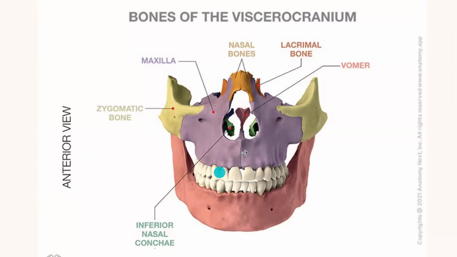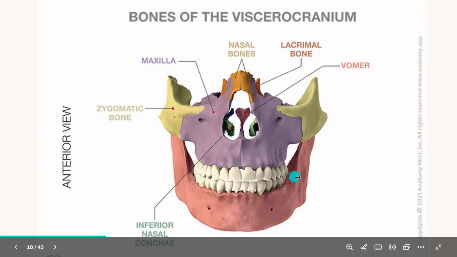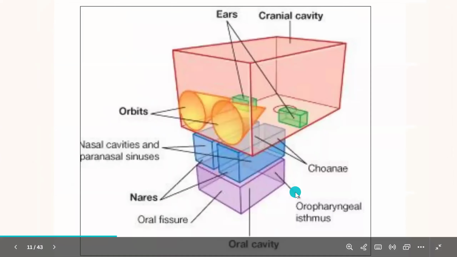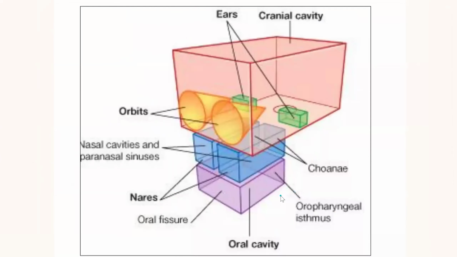Another picture shows the bones of the viscerocranium, as we said before: two zygomatic bones, two maxillae, two nasal bones, one vomer, two inferior nasal conchae, one mandible, and two palatine bones.